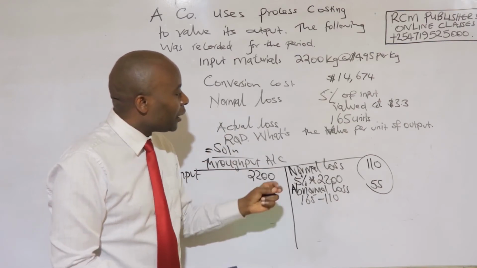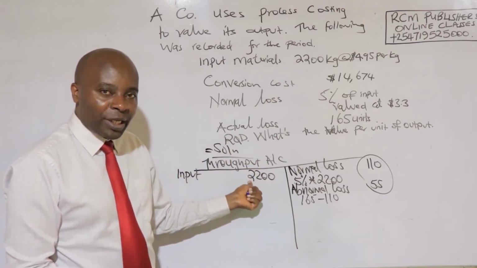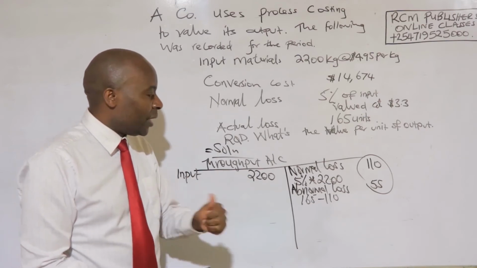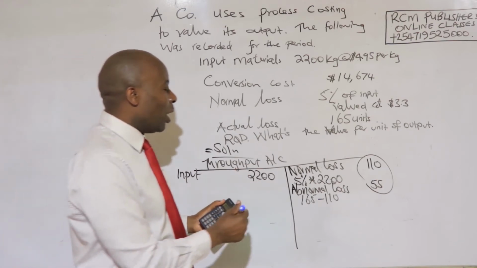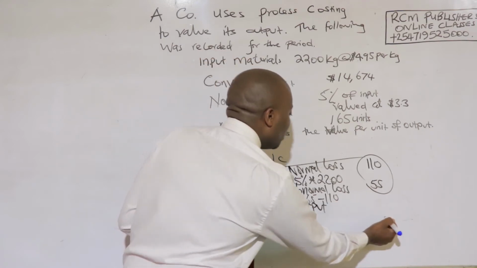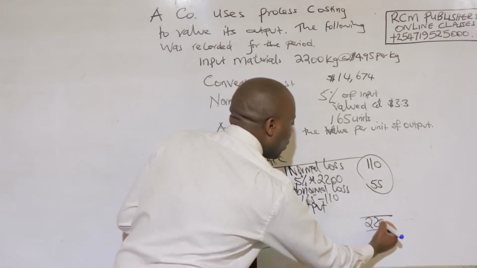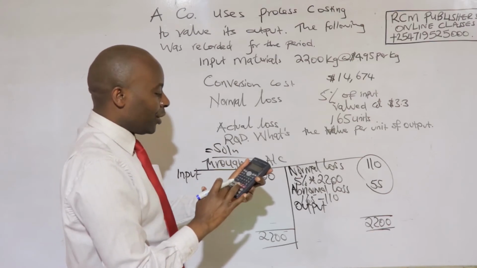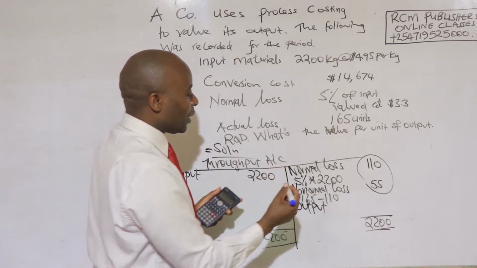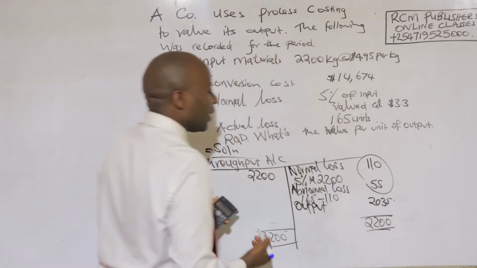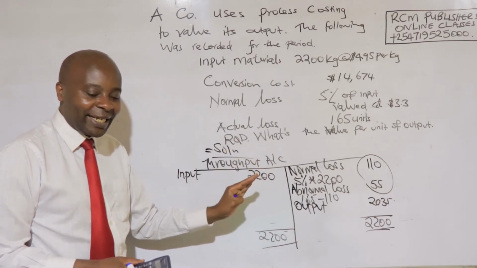Ladies and gentlemen, the only thing that we now need to account for, having accounted for the two losses on the credit side, is the output. Because what we are doing on the credit side is to account for the distribution of the units that we received. So the output will be the balancing figure. We have 2,200 on this side, meaning that the balancing figure will be 2,200 minus the losses, minus 55, minus 110, which gives us 2,035.